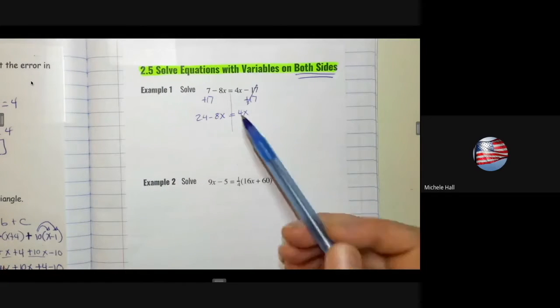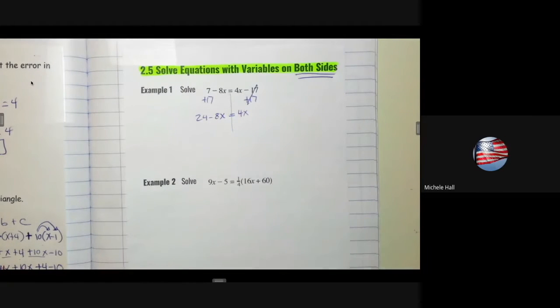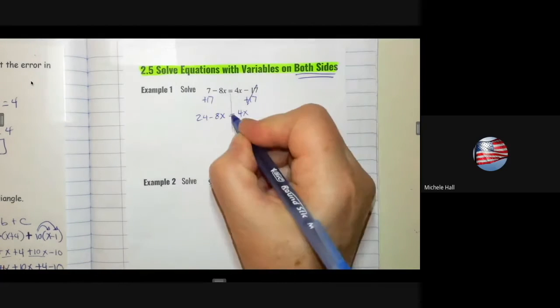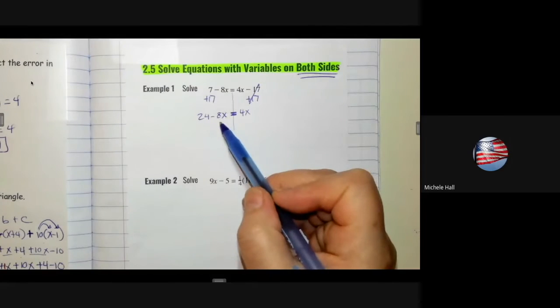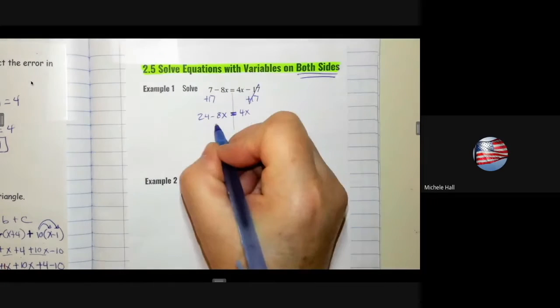Now I would like to shift the negative 8x over to the 4x. How do I shift it? By using the opposite. I'm not trying to solve right now. I'm still trying to simplify on the same side, on the opposite side. If I want to shift any term at all, I do the opposite. The opposite of negative 8x would be positive 8x.